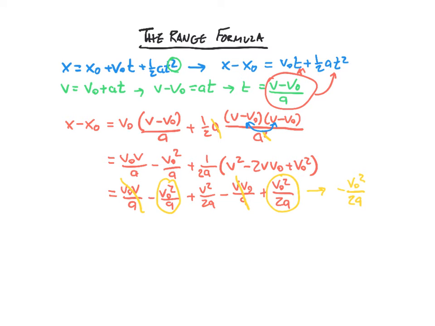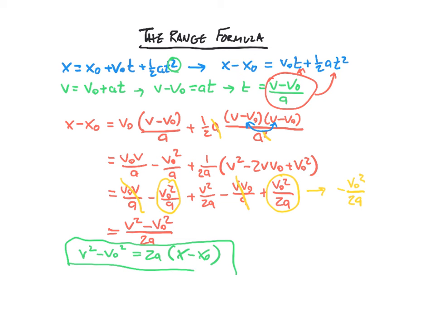And so that means x minus x0 is going to be equal to v squared minus v0 squared over 2a. Now we rearrange this and say v squared minus v0 squared is equal to 2a times (x minus x0). And so this is the so-called range equation.